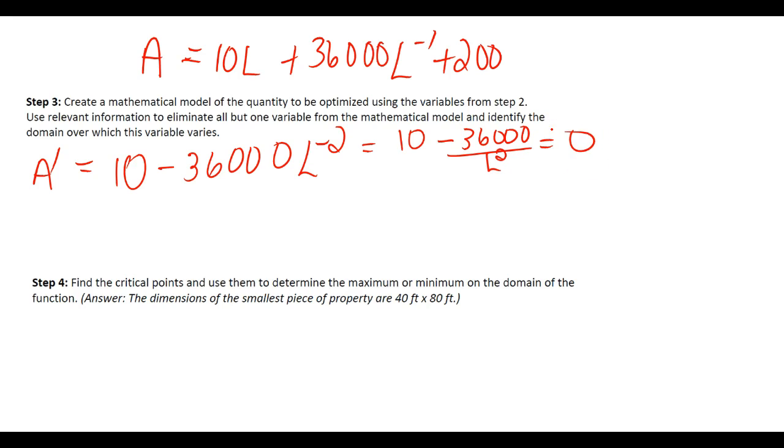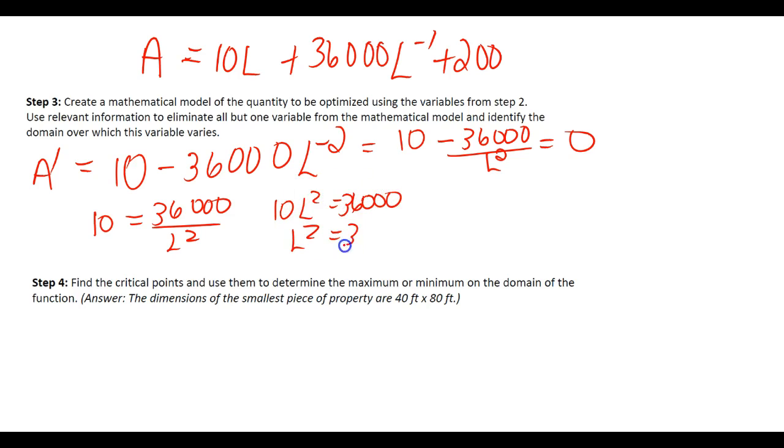So let's solve it. We get 10 equals 36,000 over L squared. 10L squared equals this. L squared equals 3600. If I take the square root of 3600, I get that the length needs to be 60. All right, well, that's the length of the pool, isn't it?